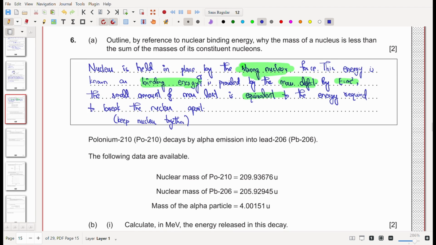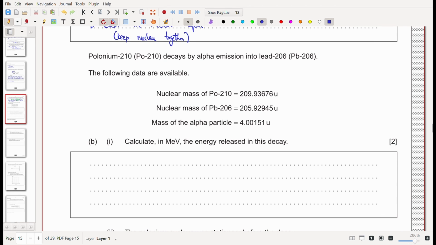Let's move on. Question number 6b. Calculate in mega electron volts the energy released in this decay. So what you'll see here is we are given values in U, the atomic mass unit, but we need to convert that to electron volts. And the conversion for this is 1 U is equal to 931.5 mega electron volts. And you'll find this in your data booklet, so don't worry about it. So let's go ahead and jump right into the question.